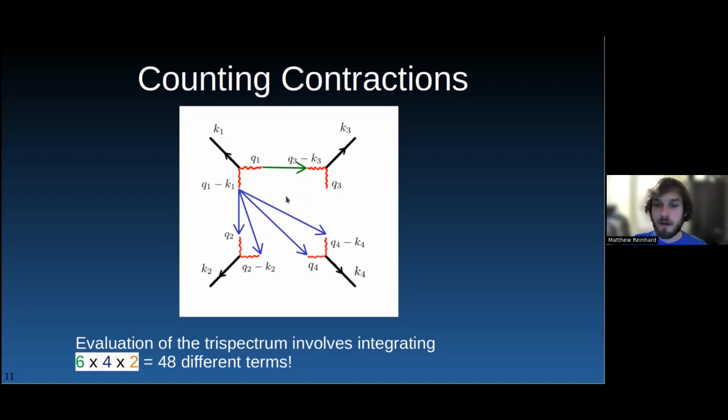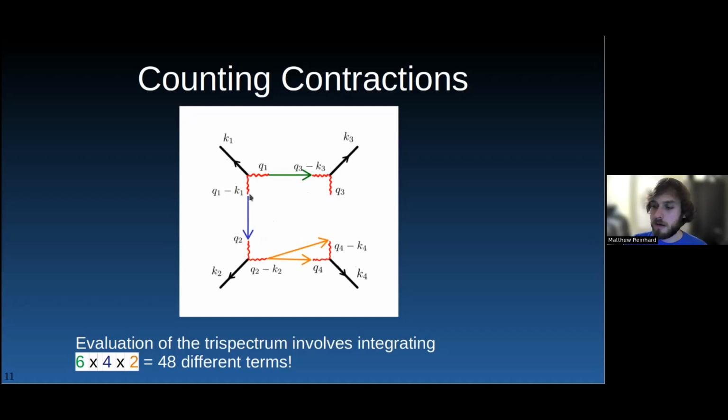We were considering the one loop contribution to the trispectrum. So once we make a choice for our second internal line, the Q2 minus K2 has 2 choices. So we actually have a total of 6 times 4 times 2. That gives 48 different possible contractions. So we will need to integrate over these 48 different terms in order to compute the trispectrum.